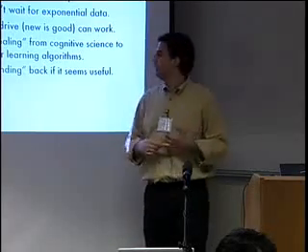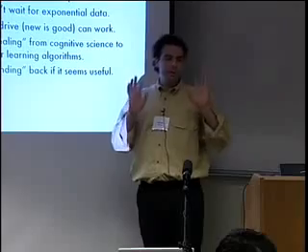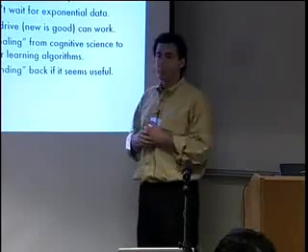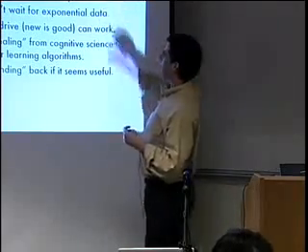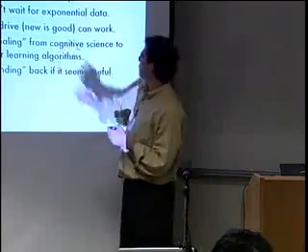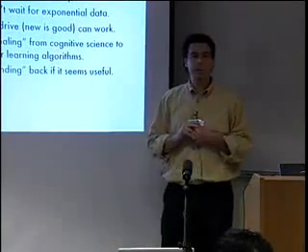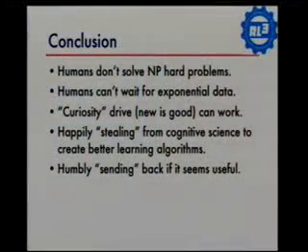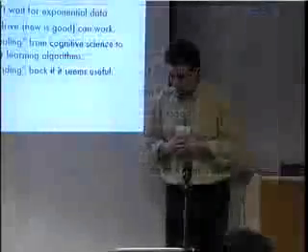In the kinds of models that we looked at, a curiosity drive, checking out things that are new, turned out to be really important for getting good bounds on both of these quantities, the computation and the experience. So we're happily stealing lots of ideas from cognitive science to try to create better learning algorithms, and we humbly send back, if you think any of these might be useful, we'd be most honored if you found them inspirational.